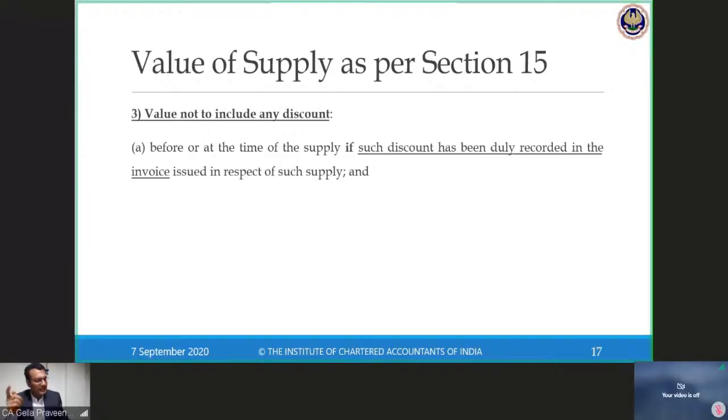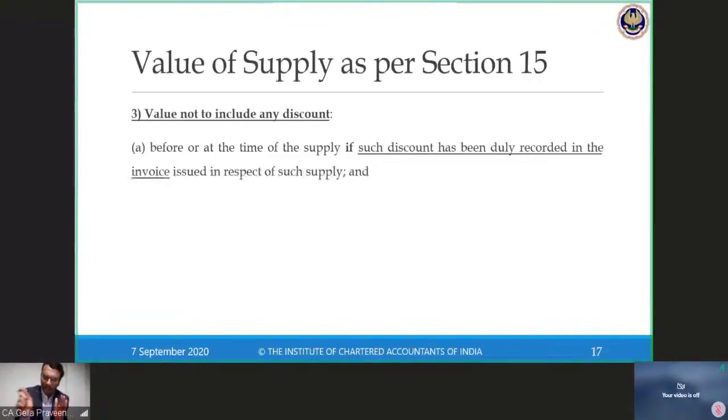discount is given before or at the time of supply. Frankly, before the supply cannot happen, it is at the time of supply. At the time of supply, if such discount has been duly recorded in the invoice. So in whatever tax invoice I am issuing, the discount is shown, issued in respect of such supply. Now at this moment, please understand there are two kinds of discount: primary discount and secondary discount.